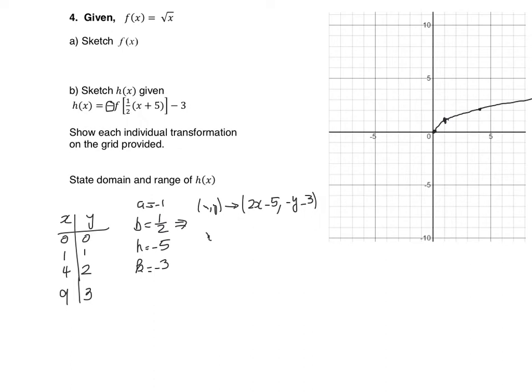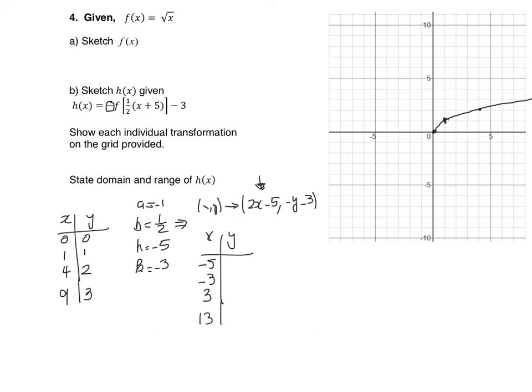So my new table of values becomes, for every x value, I will substitute it back here and find the new value. So when x is 0, we get 2 times 0 is 0 minus 5 is minus 5. When x is 1, we get 2 times 1 is 2 minus 5 is minus 3. When x is 4, we get 2 times 4 is 8 minus 5 is going to give us 3. And when x is 9, 2 times 9 is 18 minus 5 is 13.